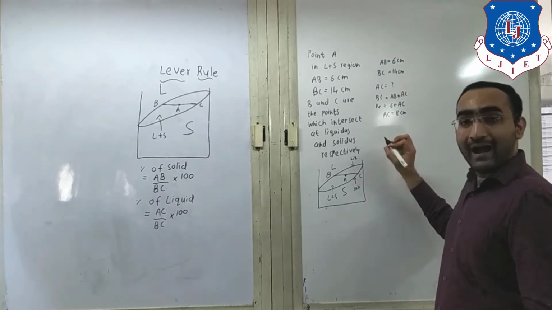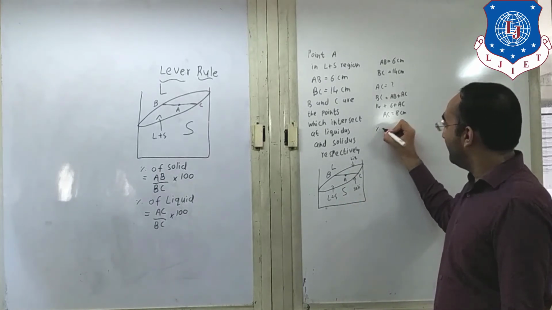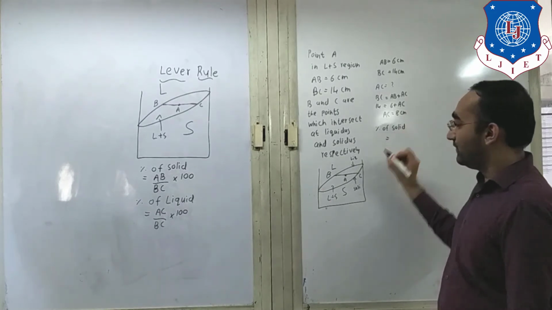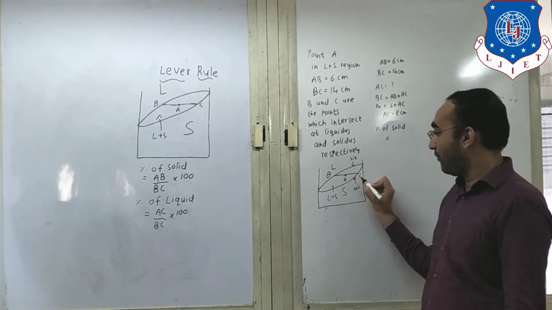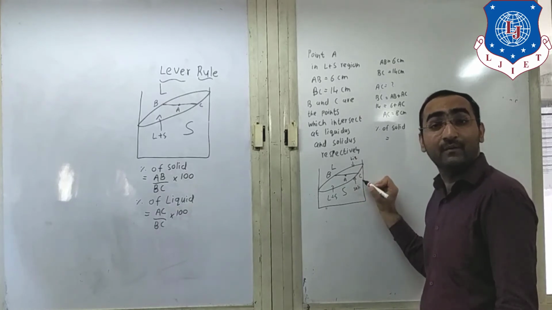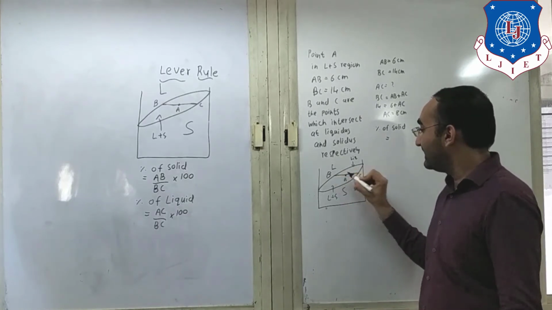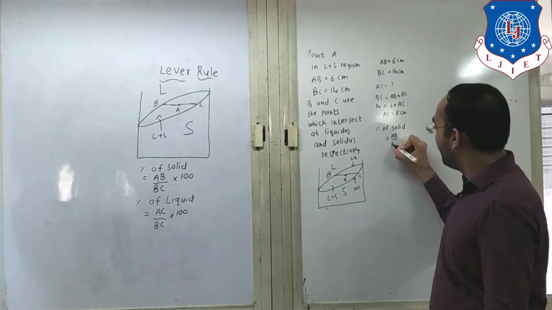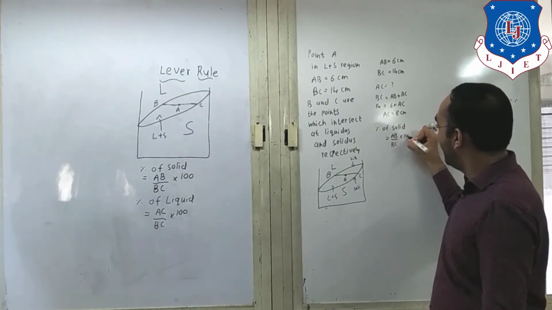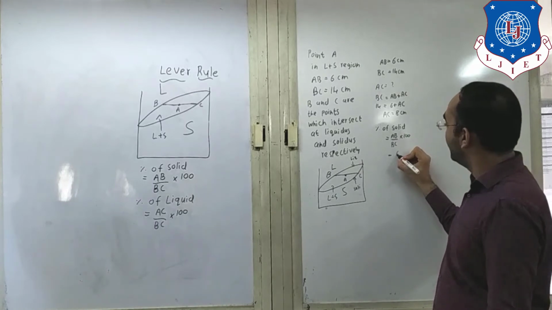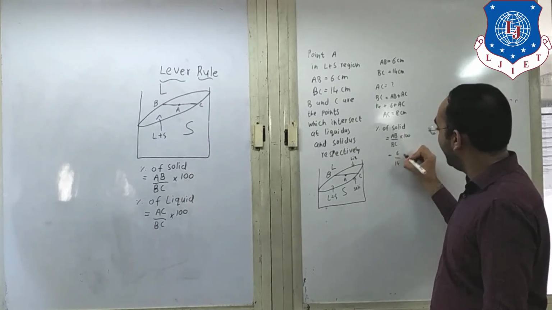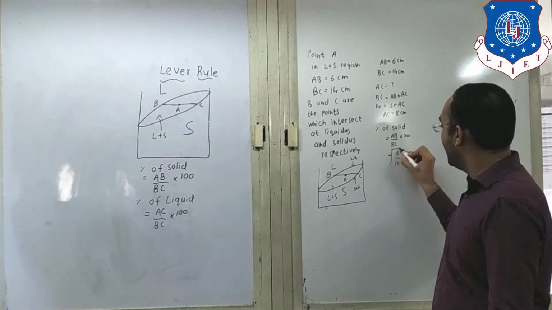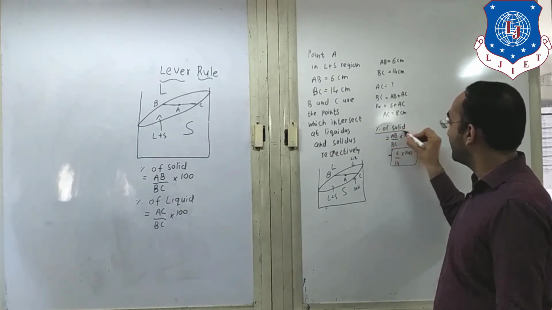Okay, so after that what will we write? We will find out the percentage of solid. What is the percentage of solid? Solid is over here. Point C is attached to the solid. We will go for the opposite part, that is AB. So AB divided by the whole part BC multiplied by 100. In our case it will be 6 divided by 14 multiplied by 100. Whatever you calculate will be the percentage of solid.